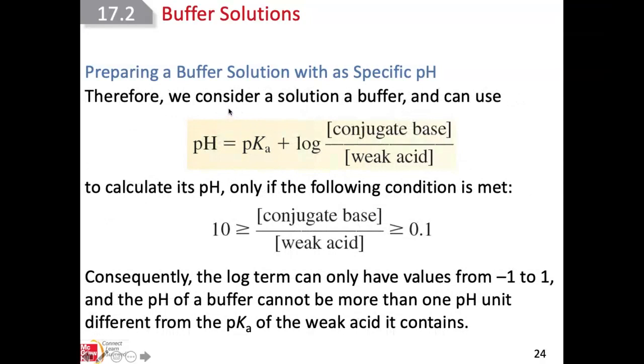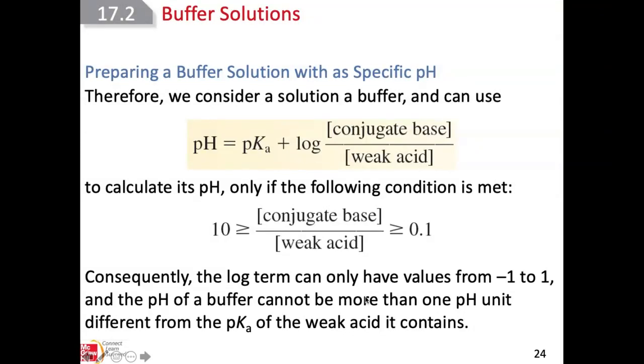So now if I look at this one, this is the Henderson-Hasselbalch equation. We can use this to calculate pH only if the following condition is met: if the concentration of the conjugate base over the concentration of the acid is greater than or equal to 0.1, or less than or equal to 10. And the log term will vary from -1 to 1.